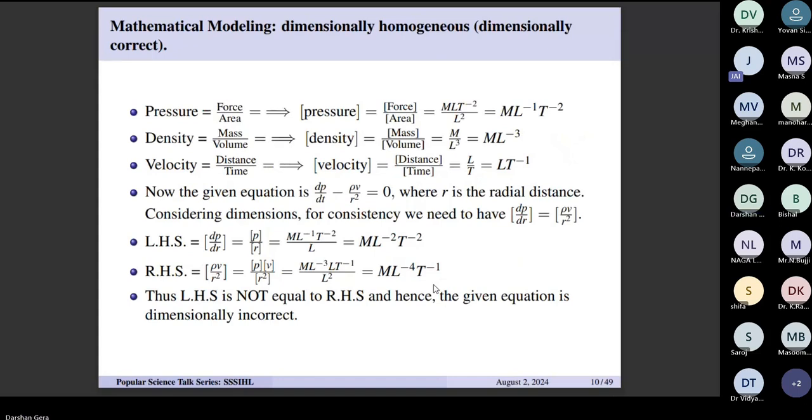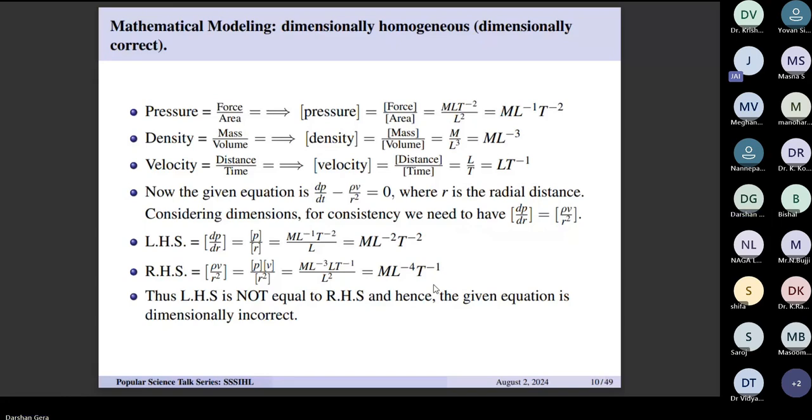So for this, I have calculated the dimension of each term: pressure, density, velocity, everything, because I have to put it there. On the left-hand side, this is the derivative dP over dr, so its dimension will be the dimension of P over the dimension of R. The dimension of P is pressure, so this is the dimension of P upon L. This is the left-hand side dimension.